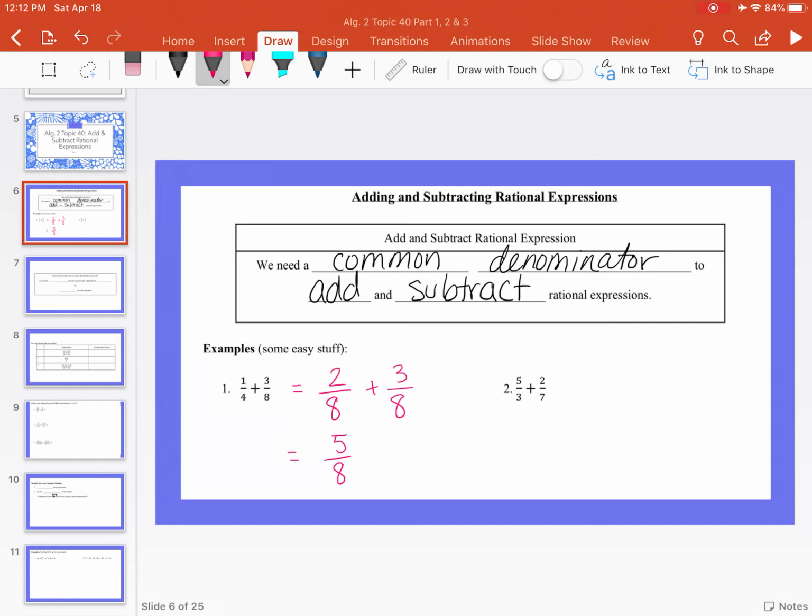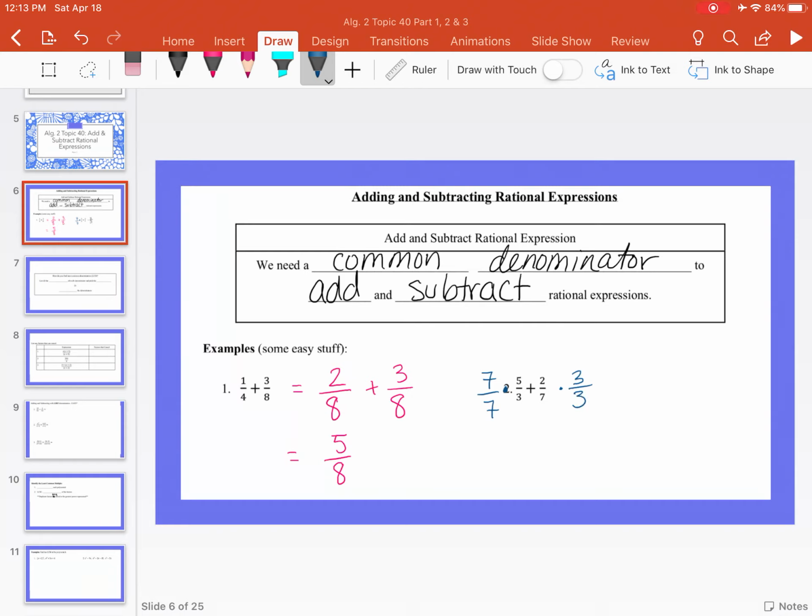Now example number 2 is a little bit different. Here, we don't have to think about factors because 3 is not a factor of 7, whereas in example 1, 4 was a factor of 8, so we could rewrite it that way. Example 2, what we can do is multiply our first fraction, top and bottom, by 7/7. And we can take our second fraction, 2/7, and multiply the top and bottom by 3/3.